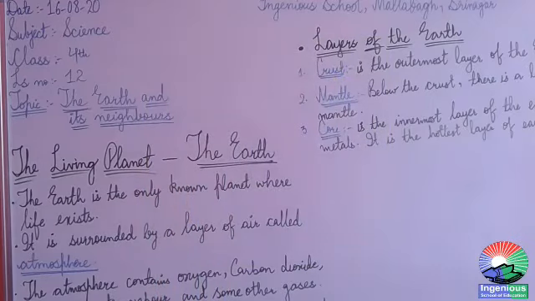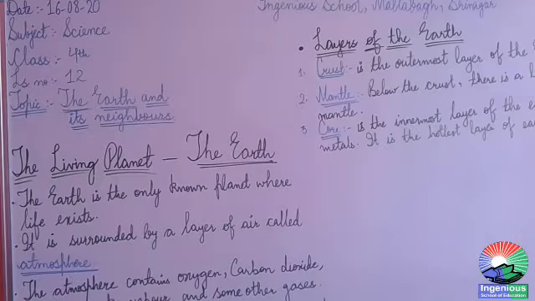Students, as I already told you in the previous video, earth is the only planet where life is possible. We have 8 planets in our solar system, and among all of them, earth is the only known planet where life exists. And earth is surrounded by a layer of air called atmosphere.